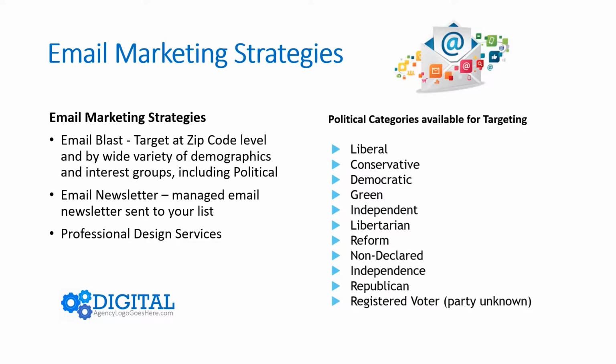So on the email side, the categories we can target are certainly by political category, whether they're a Democrat, a Republican, an independent, someone who's not declared yet. And that may be a good target for people trying to win and woo voters over to their side. We can also target people who have donated to political action committees before. So there's a lot of things we can do with email. We can also help them manage their email newsletter. If they have a list and they'd like us to help them manage an email, we can do that as well.